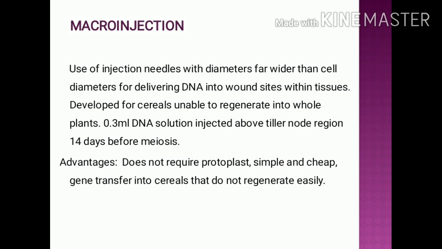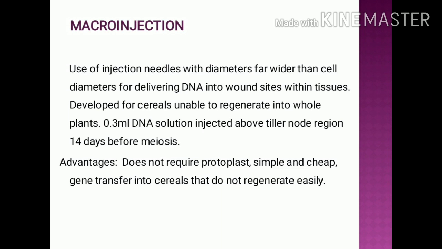Macroinjection is done using injection needles with a diameter far wider than the cell diameters, for delivering the DNA into the wound sites within the tissues. It was developed for cereals which are unable to regenerate into whole plants. 0.3 ml of DNA solution is injected above the tiller node region 14 days before meiosis.